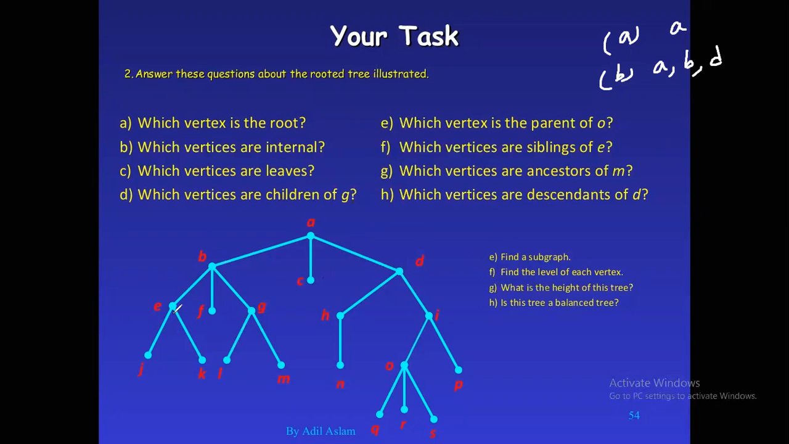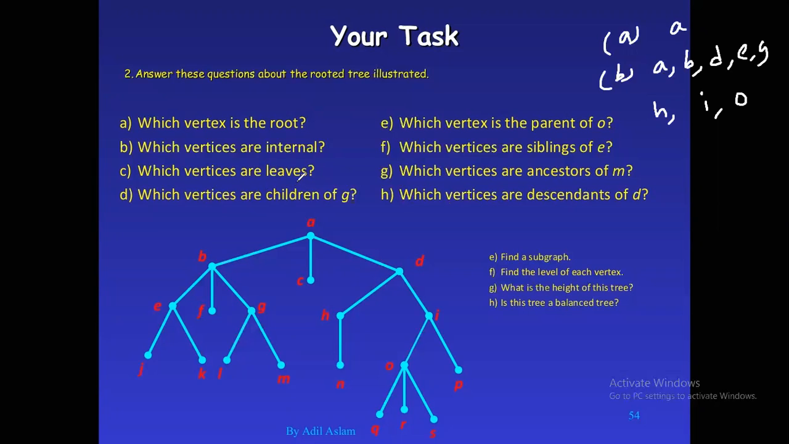E has children. G has children. So E, G. Next, H has children. I has children. Next, O has children. Those which have at least one child are called internal vertices.